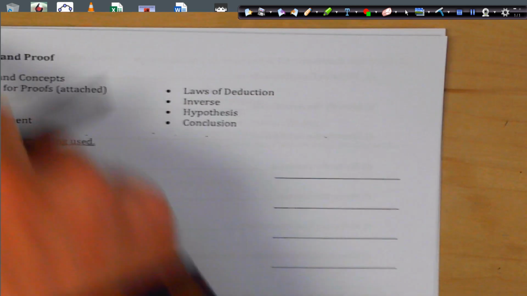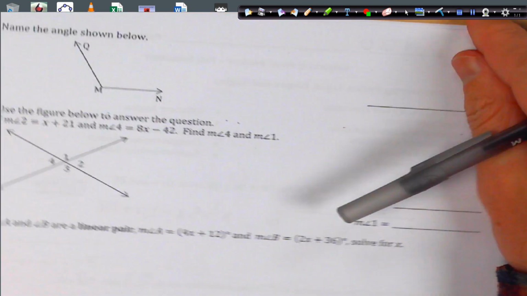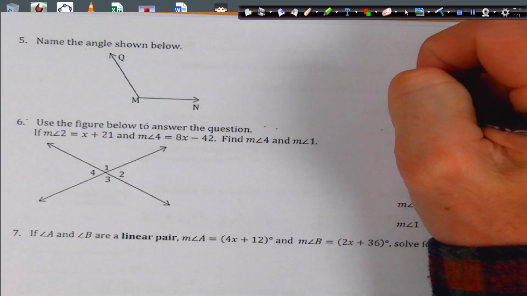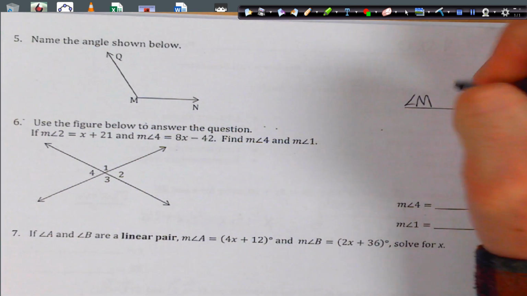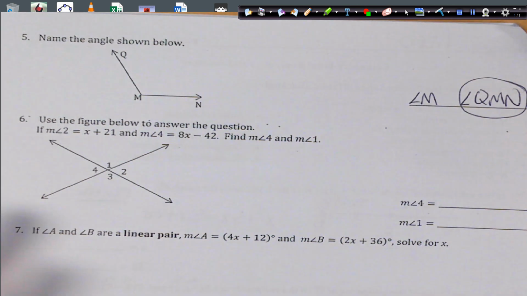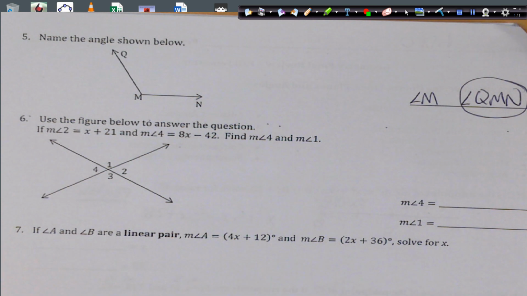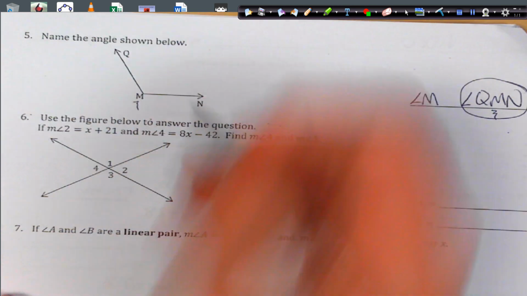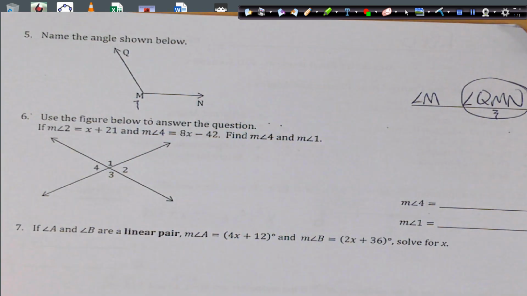We're going to squeeze off to the next page. All right. Name the angle shown below. We can name this angle M, but the best answer would be angle QMN. This would be the best answer. It uses all 3 points, and the M right here is our vertex. So you always want the vertex in the middle of those 3 letters.